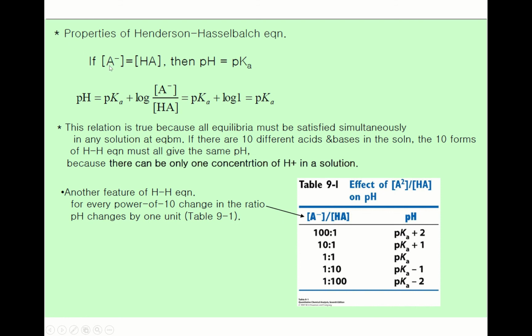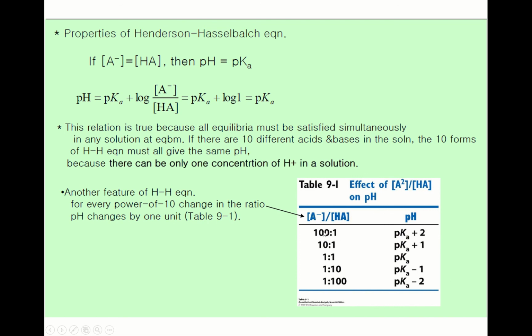But this is a rather rare case. Let's consider what if one of these species' concentration is 10 times or 100 times larger than the other species. This table tells how pH changes depending on this ratio.